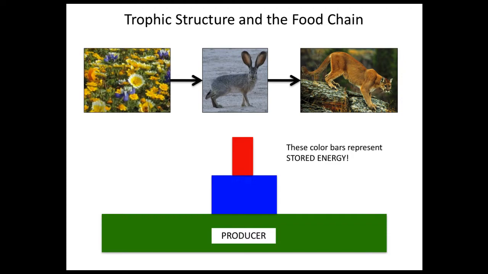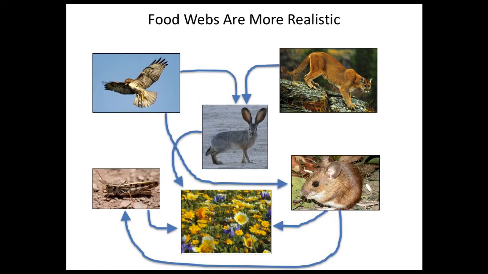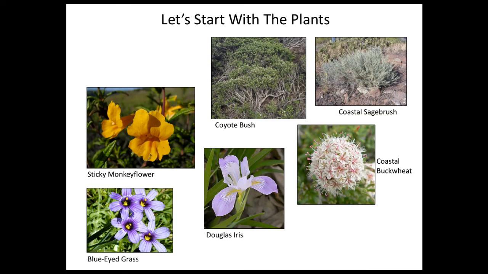The plants are called producers. The rabbit would be the primary consumer, and the mountain lion would be a secondary consumer in this simplified food chain. However, food webs are a much more realistic way to represent feeding relationships, in which many of these organisms are interconnected to one another.